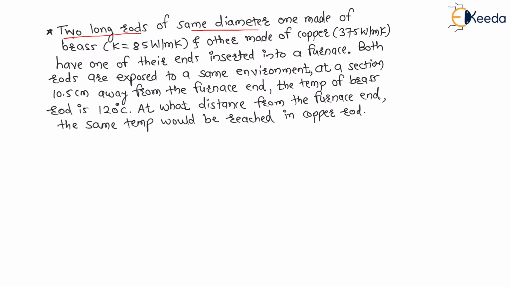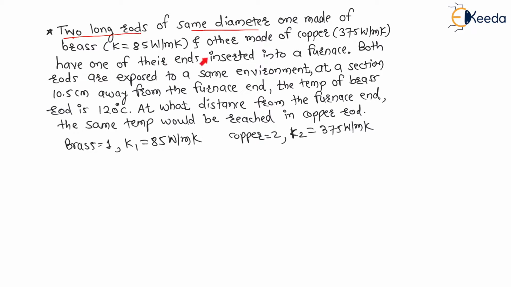One is made of brass. Let us say the brass I am assuming as 1. Therefore thermal conductivity of brass K1 will be equal to 85 watt per meter Kelvin. It is given, right? And the other is made of copper. For copper I will assume 2. Therefore thermal conductivity of copper K2 is 375 watt per meter Kelvin.